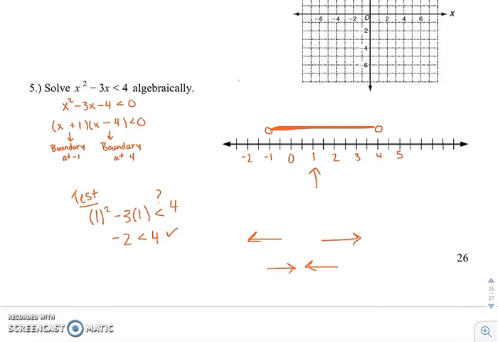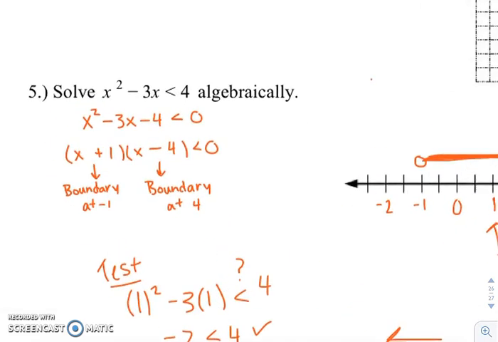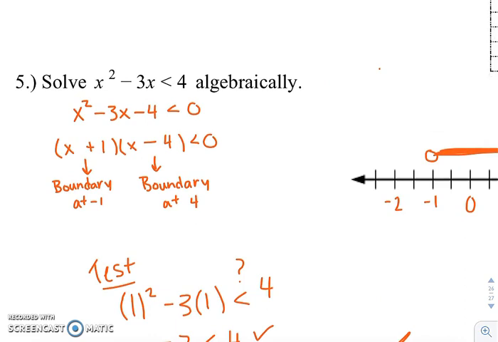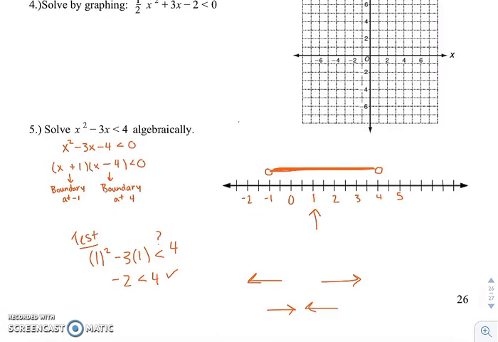So that's how you would solve it algebraically. You would factor it and get the boundary points, not necessarily x equals this or x equals that, because it's not a single value. It's a range of values for inequalities. But that's it. If you couldn't factor it, you would have to use the quadratic formula or another method. But always check to see if you can factor first.